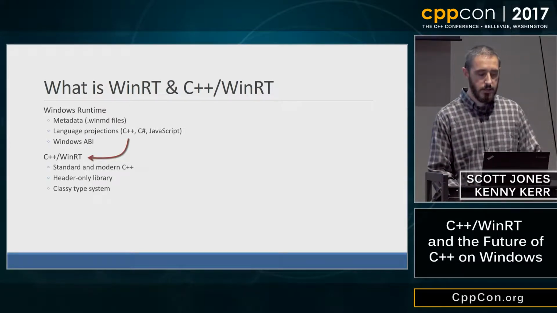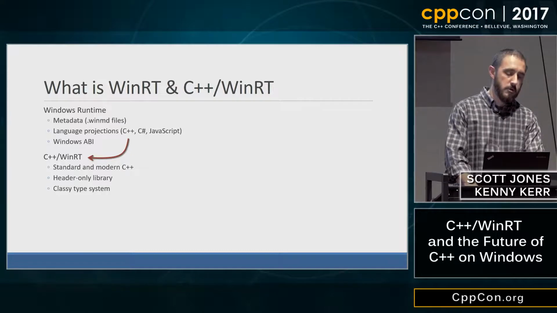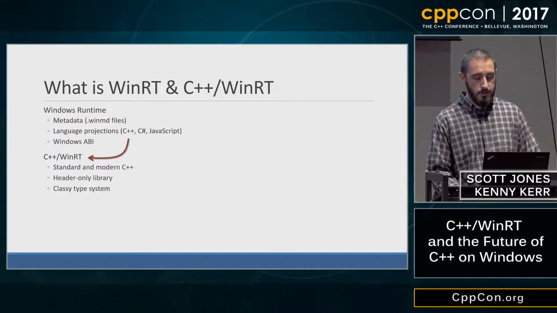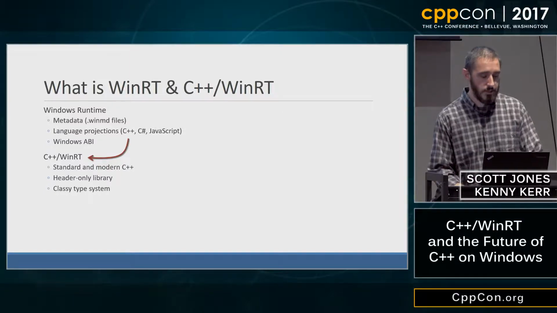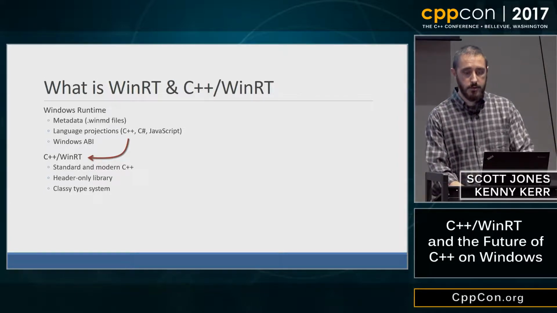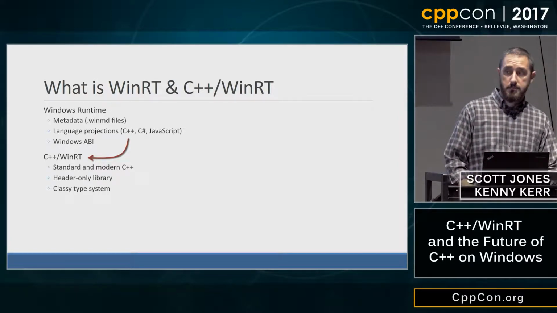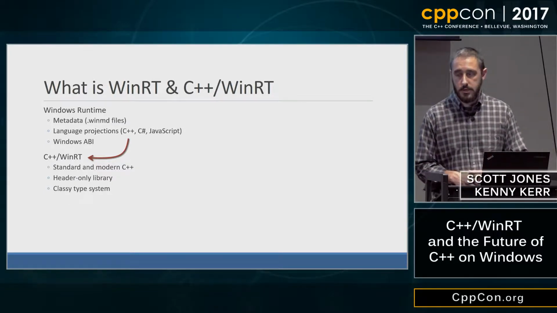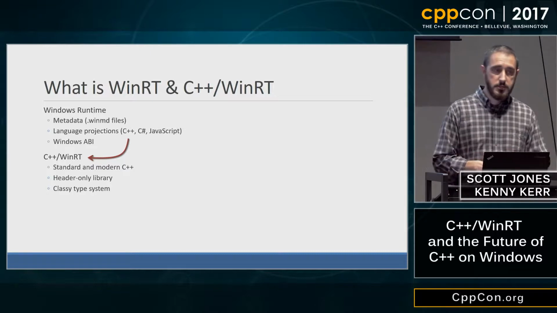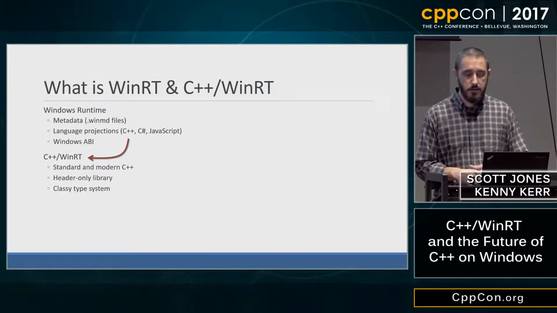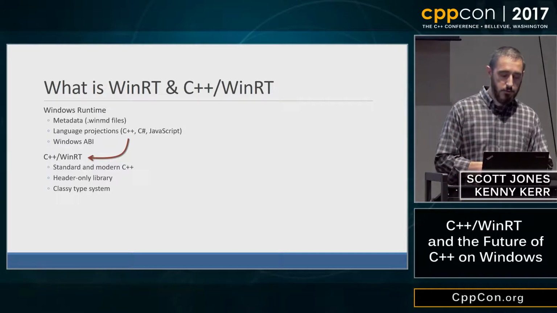C++ WinRT is simply the standard C++ language projection for the Windows runtime. It's a standard modern C++ library. It's a header-only library, so there's no runtime, there's no DLL, there's nothing you need to distribute. You just #include and off you go. And it provides a classy type system. This is not something like ATL or other libraries you might have seen from Microsoft before. This is going to give you first-class support for using the runtime classes that the operating system purports to provide, and you can call them in a standard way like you'd call any standard C++ library such as STL.